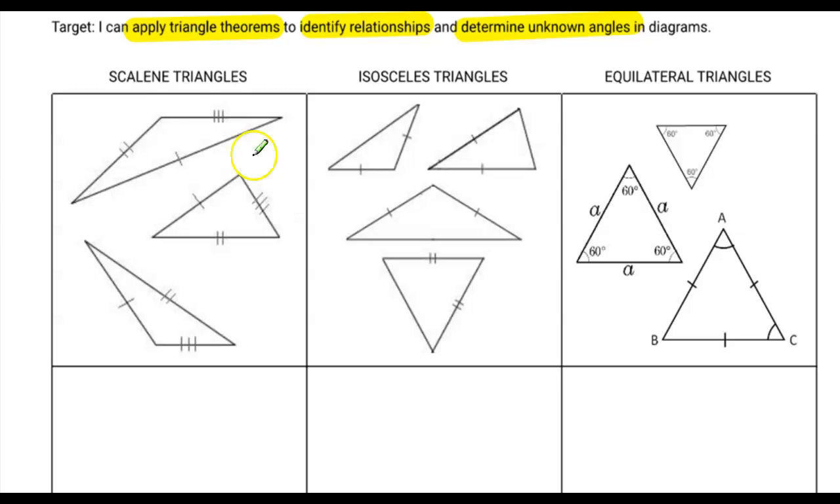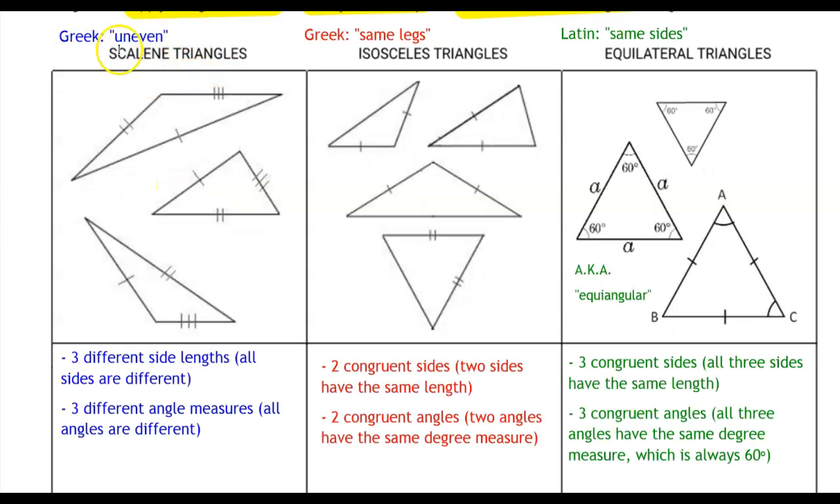The first thing I want to talk about is the definitions for scalene, isosceles, and equilateral. These are actually words from ancient Latin and Greek, respectively. They refer to different types of triangles. You should have seen these already in previous math classes, but here's a refresher just in case you forgot. And like I said, these first two names are from the ancient Greek for uneven and for same legs. Uneven scalene triangles have 3 different side lengths.